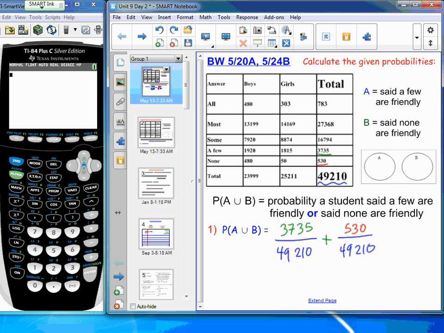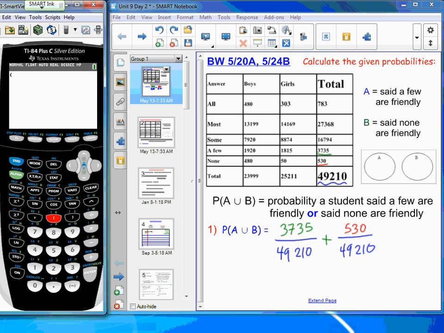We saw that we can calculate probabilities and write the answer as a fraction, as a decimal, or as a percent. And so for this, I'll go right to a decimal and percent. I'll add together my numerators, since my denominators are the same. 3,735 plus 530 out of my 49,210 respondents. So it looks to me like I'm getting about 8.7%.